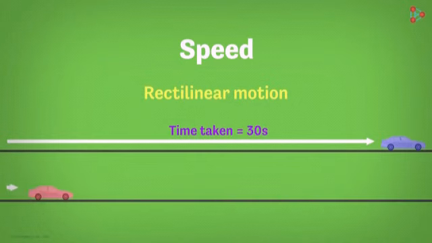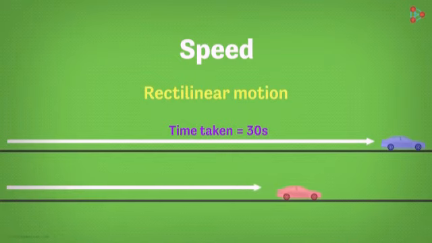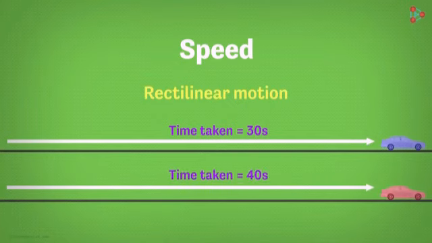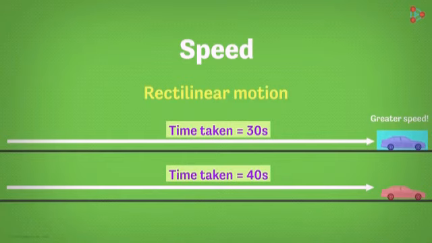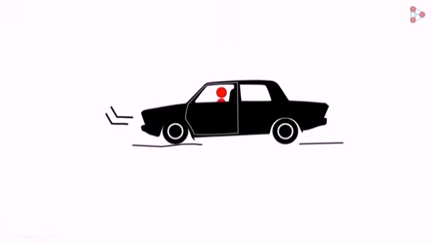That blue car takes 30 seconds to cover that road. Then again one red car is chasing it and it takes 40 seconds to cover the same distance. Now tell me which one is moving at a greater speed? We can say the blue one. By intuition, we can say that the blue-colored car was traveling at a greater speed than the red one. So the red one has lesser speed.